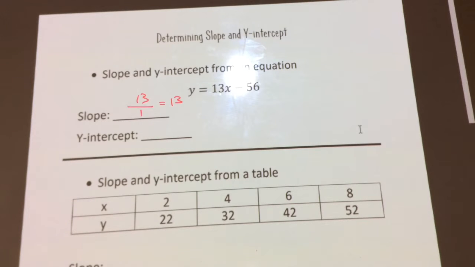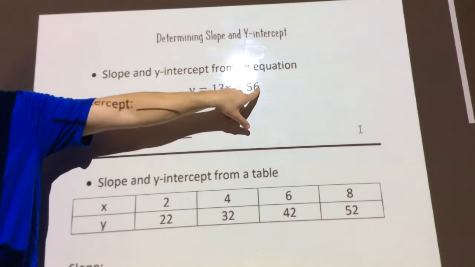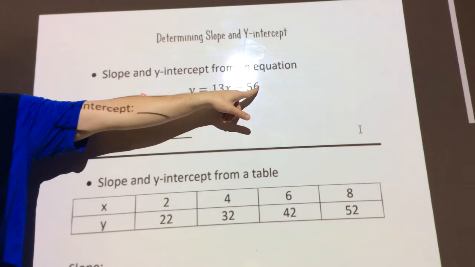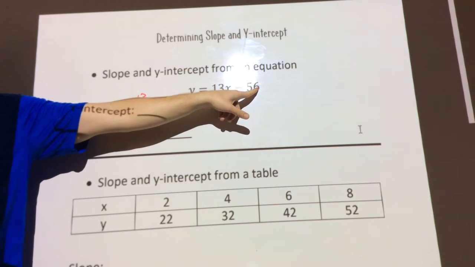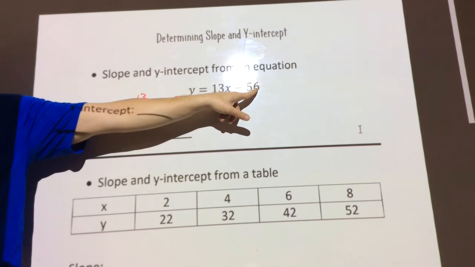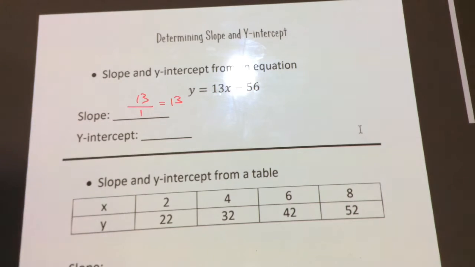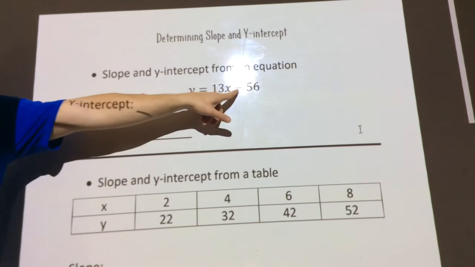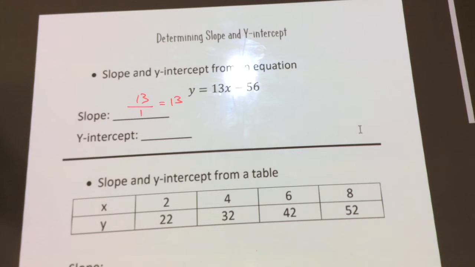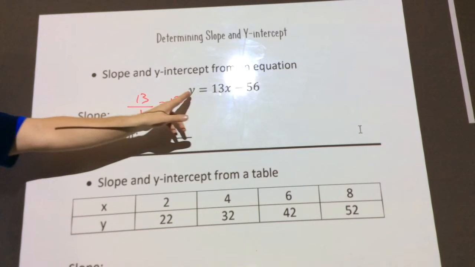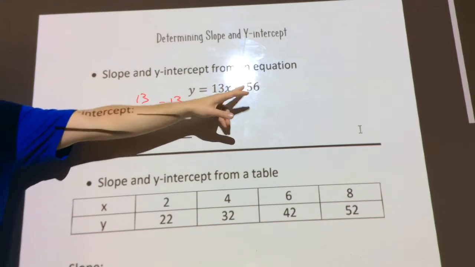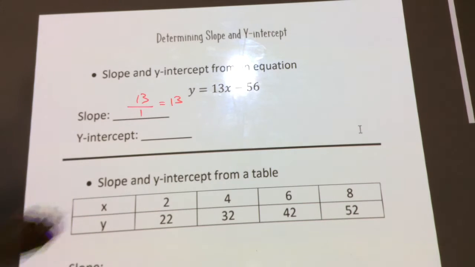Okay, now we talked about another word during our warm-up, and that word was our y-intercept. This part right here, this is your y-intercept. So that means that I'm crossing the y-axis, that up and down line, at the point negative 56. Y equals slope times x plus or minus your y-intercept.